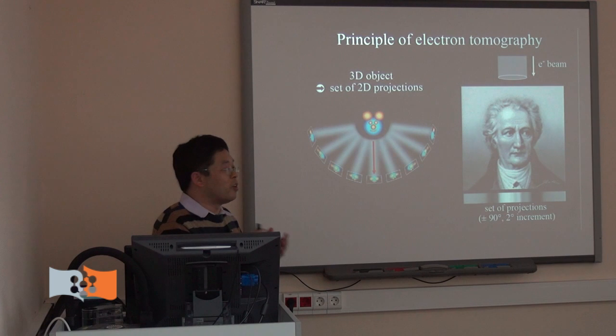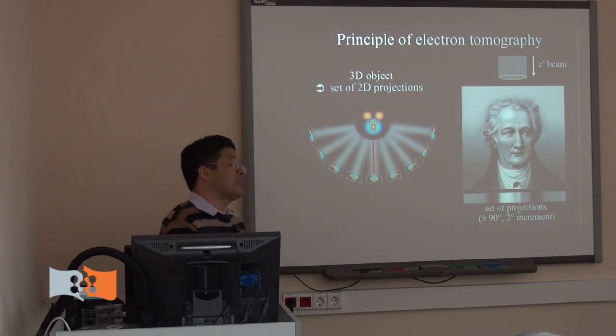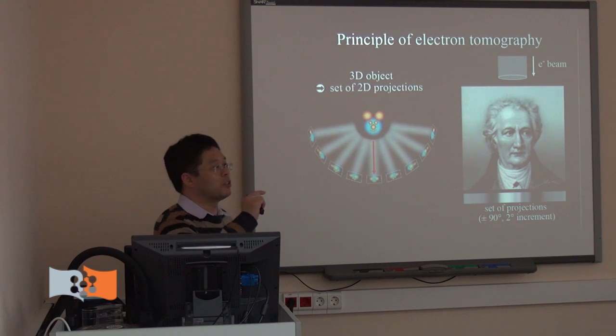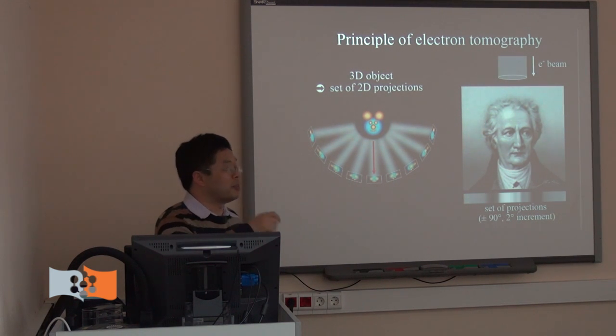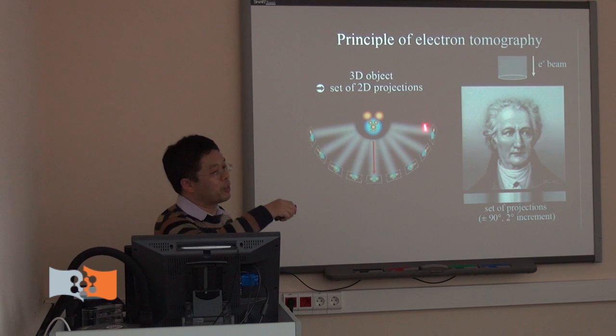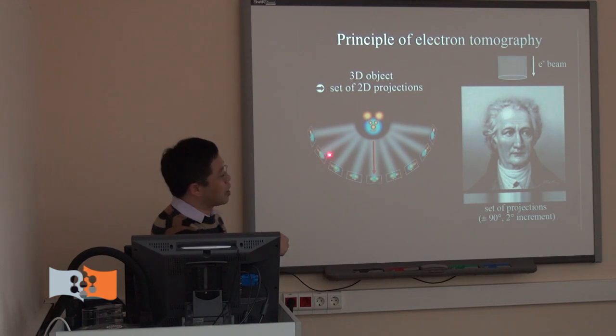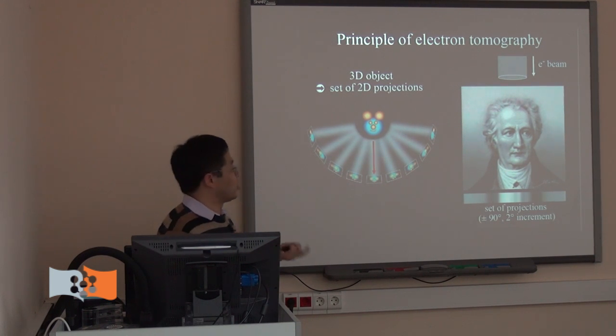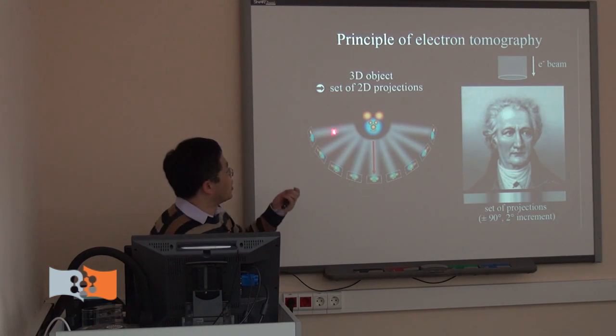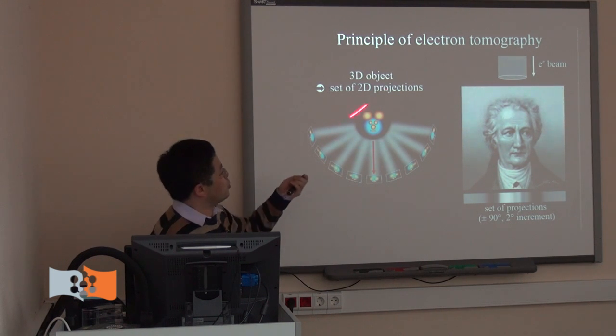Because of the limitation, in cryo-EM the number of projections is limited. You have to use a very low electron dose because this will damage your sample, especially when you want to take a lot of pictures of one single object. So the number of projections is limited to around, for example, 100 projections. So we cannot fully cover the whole projection range.